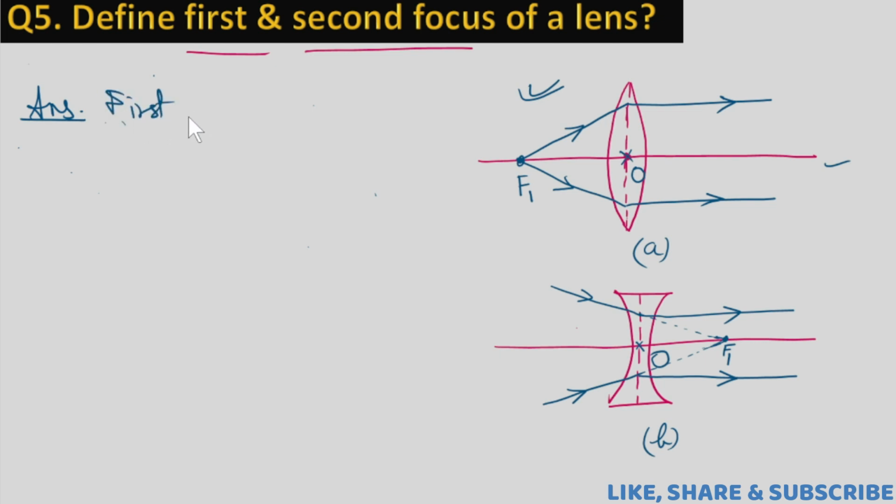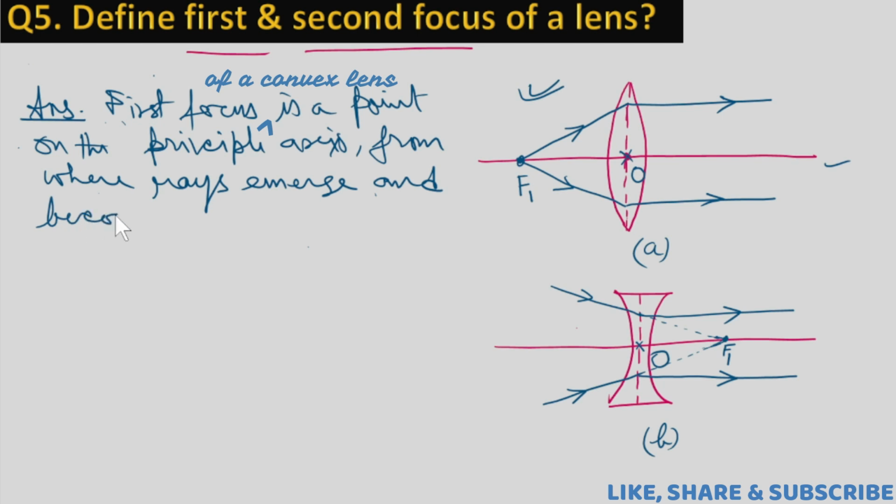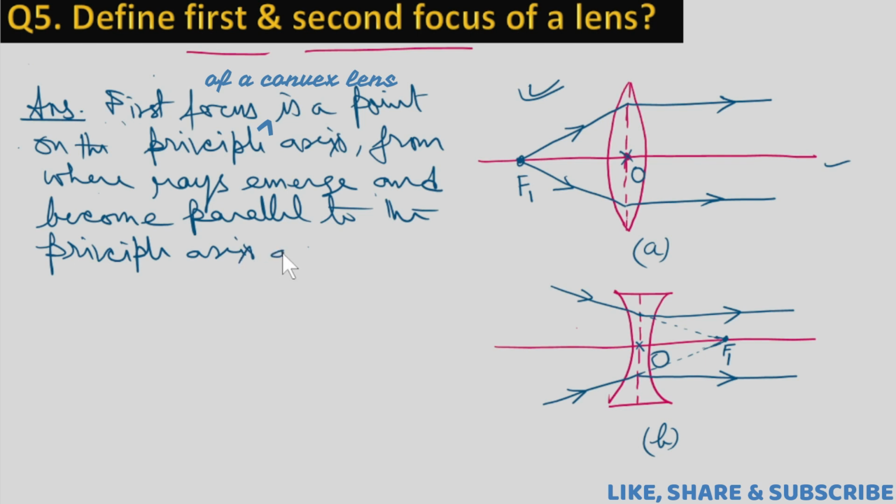First focus is a point on the principal axis from where rays emerge and become parallel to the principal axis after refraction. This definition is for the first focus of a convex lens.